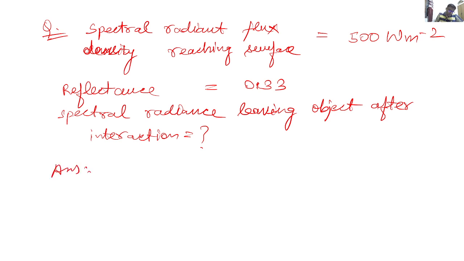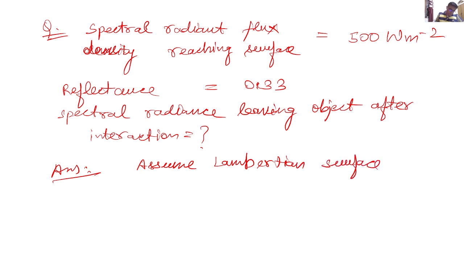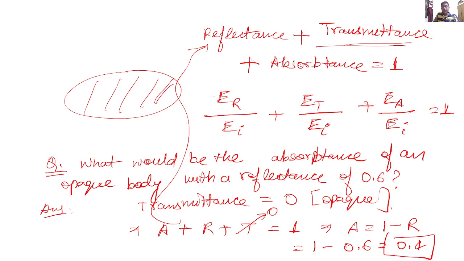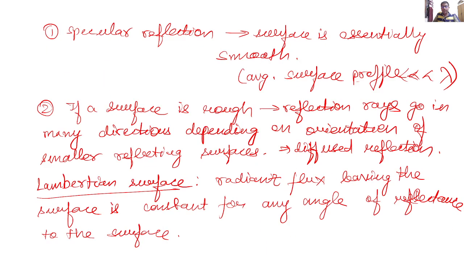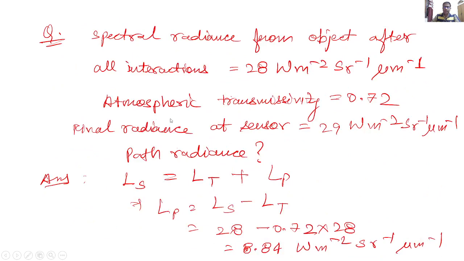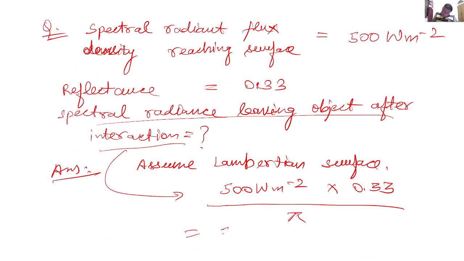Okay, so the answer is very straightforward. The reflectance is given as 0.33. Since nothing is given in the question, we can assume that this is a Lambertian surface. So the spectral radiance leaving after the interaction would be nothing but 500 watts per meter square times the reflectance by pi, just the case which we used a bit earlier. Yes, this part. And this would come out to be 52.52 watt per meter square.